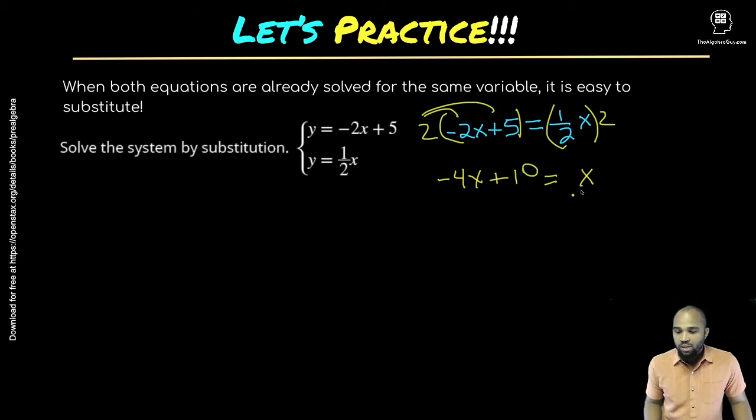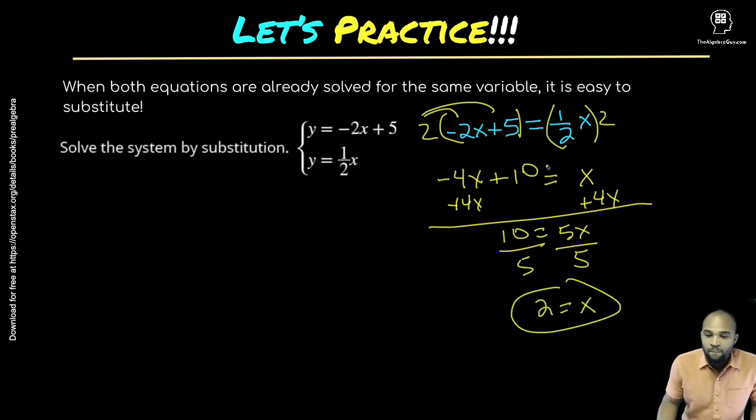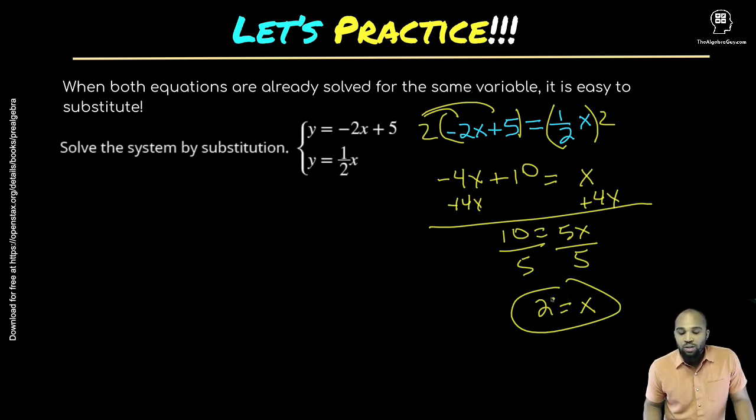Getting my x by itself, I can add 4x on both sides. Or not getting it by itself, but getting it on one side. That gives me 5x. Divide by 5. And that gives me x equals 2. All right, so we're not done, of course. So I got to be careful with that circling because I want x and y. So I have my x value of 2, but I want my y.